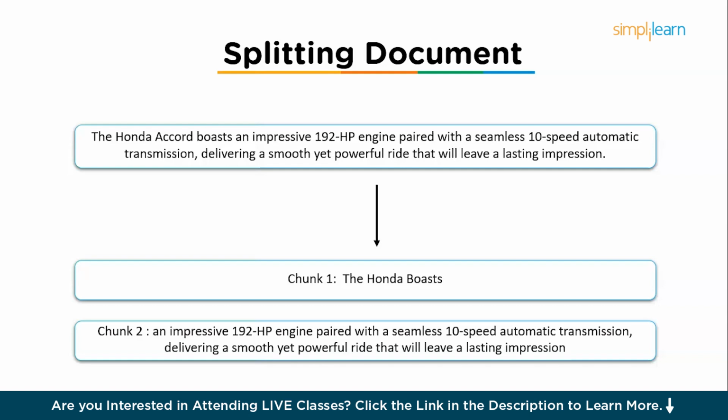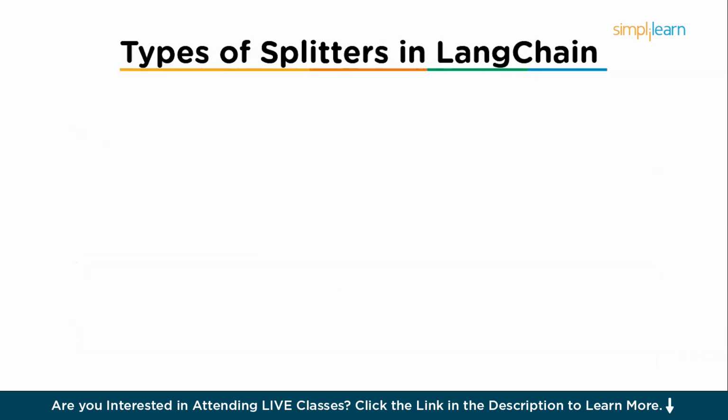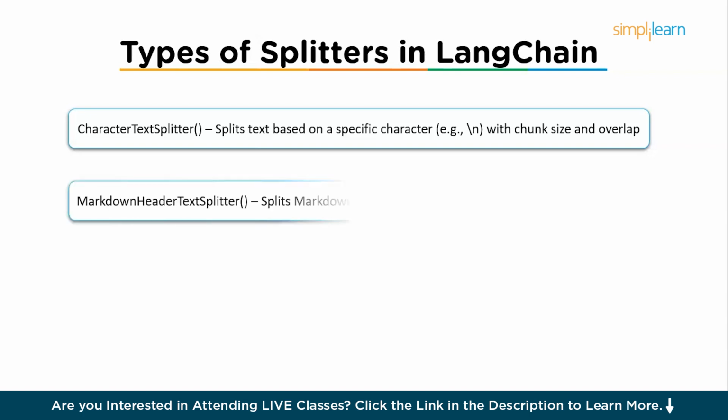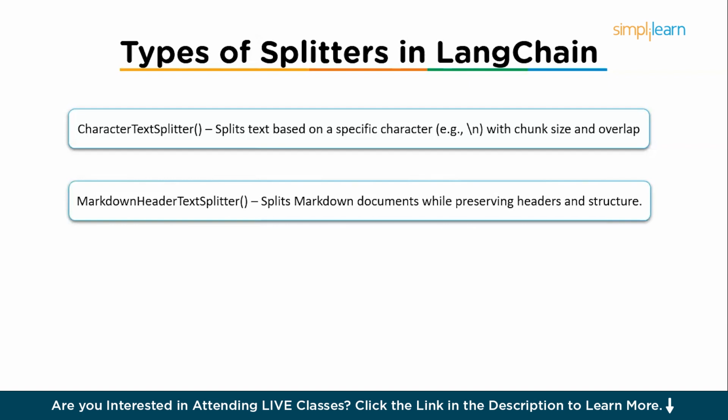The basis of all text splitters in LangChain involves splitting into chunks of some chunk size with some chunk overlap. There are various types of splitters in LangChain. First, we have the character text splitter, which splits the text based on a specific character, for example \n, with a chunk size and overlap. And then we have the Markdown header text splitter, which splits Markdown documents while preserving the headers and structure.